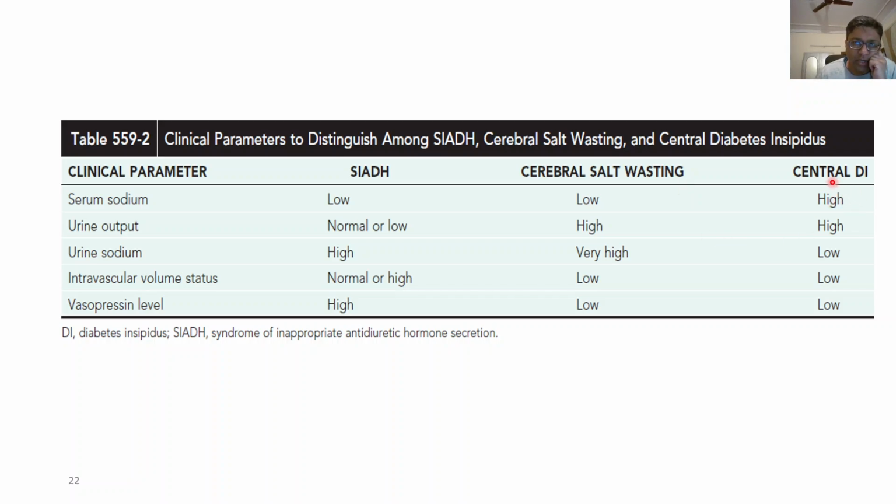Central DI is a condition of high urine output, high serum sodium. Here urine output is high, but the urine is totally diluted. Only free water is being excreted. Low osmolar urine is being excreted. Urine sodium is going to be low because it's a diluted urine. Solutes are less. Intravascular volume status will be low here as well. So both salt wasting and central DI have dehydrated patients. Vasopressin levels are high in SIADH, and low in the other two.